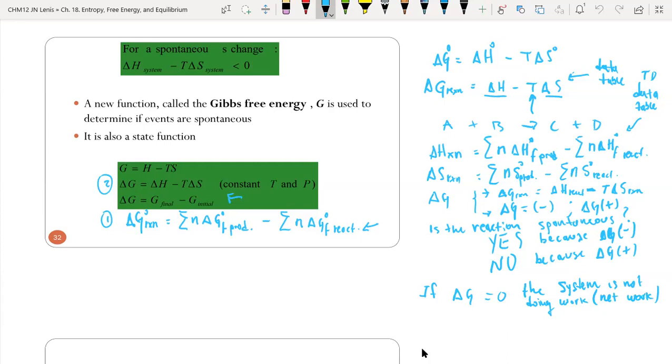When does this happen? What is the key word there? What do you say? Yes. Again, equilibrium. The system is at equilibrium. It's a dynamic equilibrium. The speed of the forward reaction equals the speed of the reverse reaction. Delta G equals zero. The system is not doing useful work.